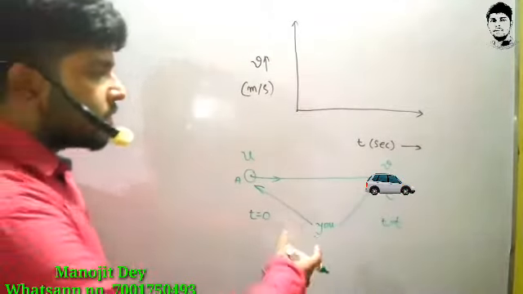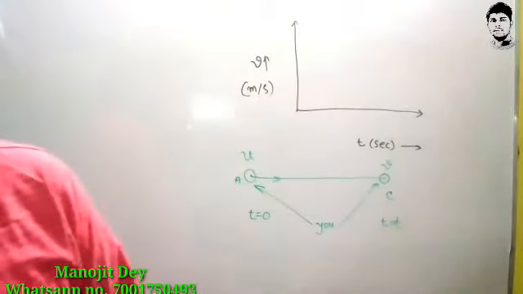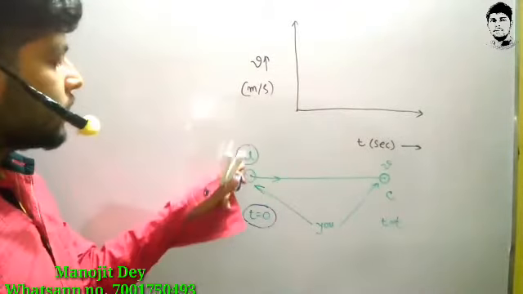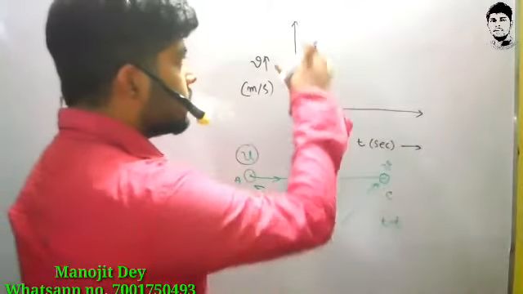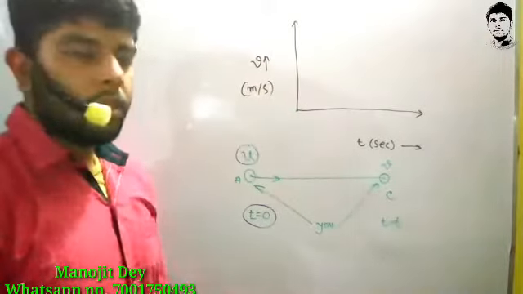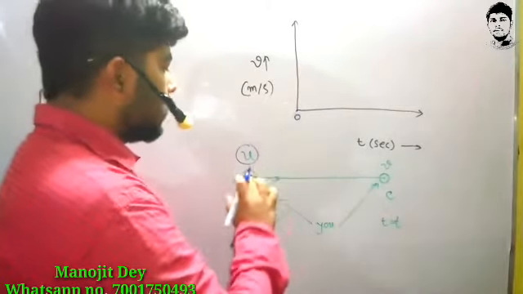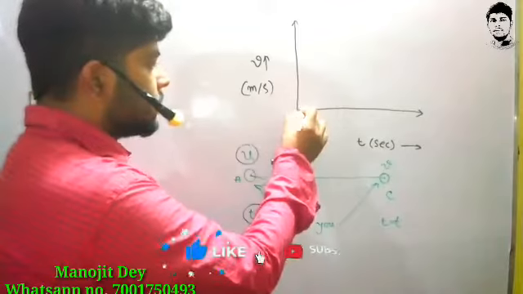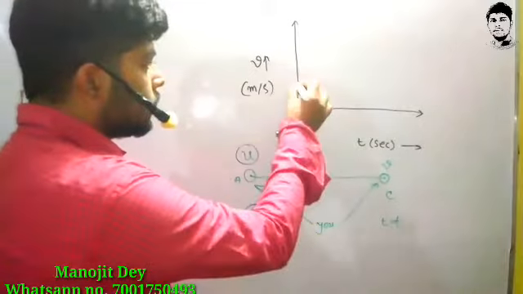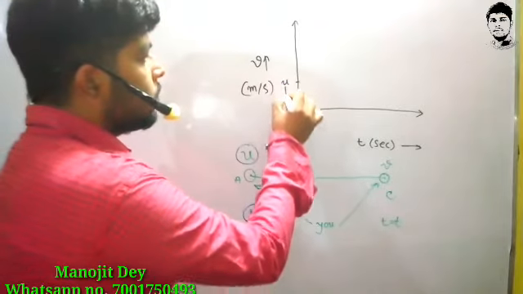So how to draw this motion in a velocity-time graph? To draw the velocity-time graph, the first point will be t equals 0 and velocity equals u. You can see that there is a y-axis and an x-axis. The x-axis represents the time and the y-axis represents the velocity. At t equals 0, velocity is not 0. If velocity were 0, we would put the point at the origin, but here velocity is u. So the height will be u.